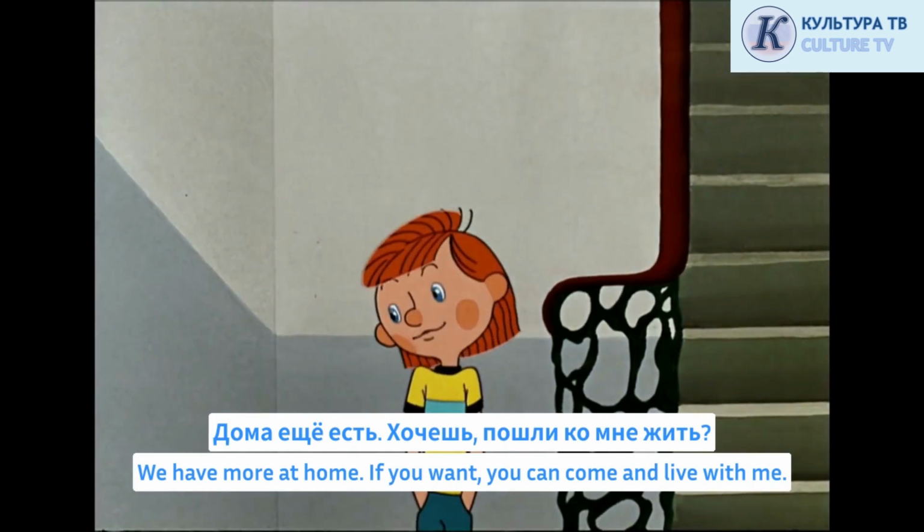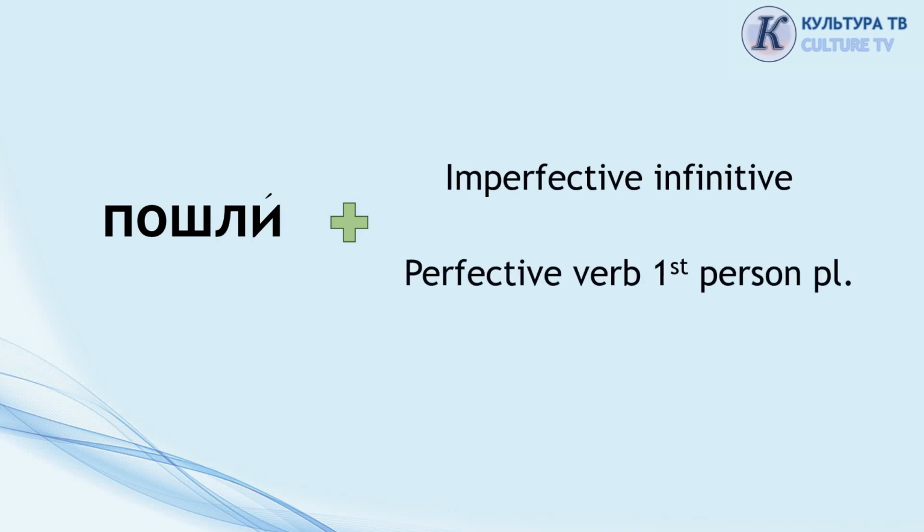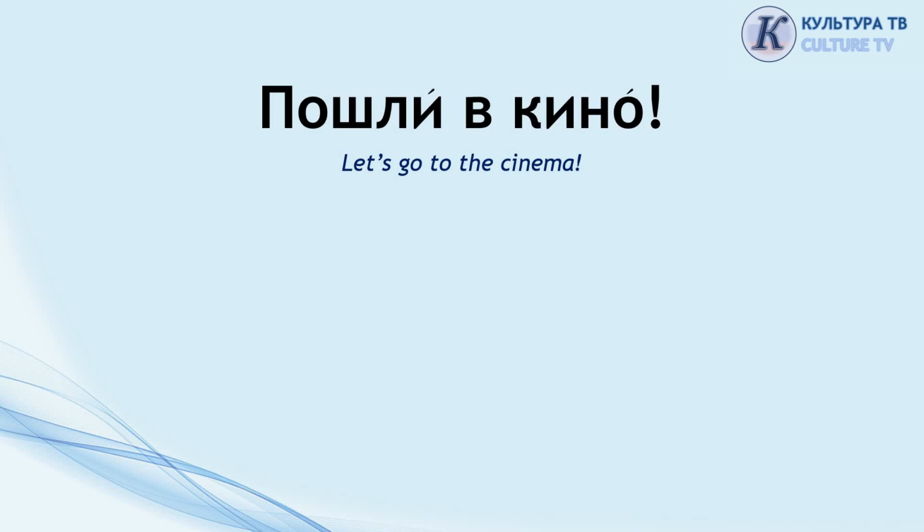Now you may know about this already, but if not, then you can bear in mind that in Russian you can use пошли along with a verb in the imperfective or occasionally a conjugated verb in the perfective, also in the plural form, to propose, suggest, or maybe invite someone to do something. So пошли plus a verb in the imperfective, or пошли plus a conjugated verb in the perfective in the plural form. So, for example, пошли в кино.